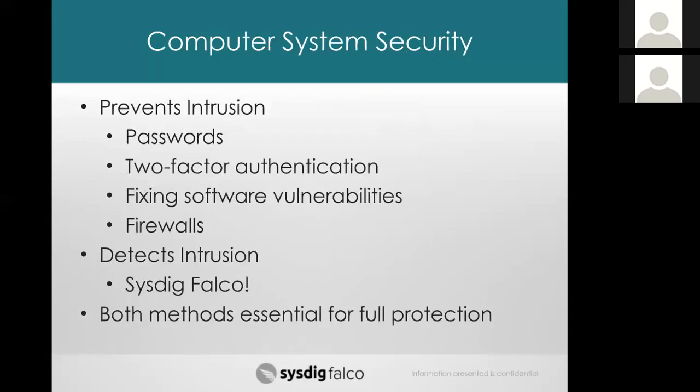If we take that analogy and move it over to computer security, you can see the same kind of breakdown. There are a lot of techniques designed to prevent intrusion: passwords, two-factor authentication, fixing software vulnerabilities so nobody can get in, firewalls to limit network access. But there's also a need for security components that detect that an intrusion has occurred, and that's where Sysdig Falco comes in. It detects suspicious behavior that is indicative of an ongoing intrusion. And just like in home security, both of these methods are essential to have full levels of protection. So that's where we think Sysdig Falco comes in.